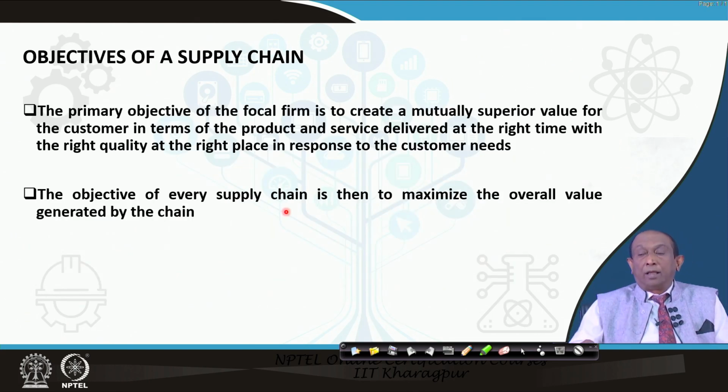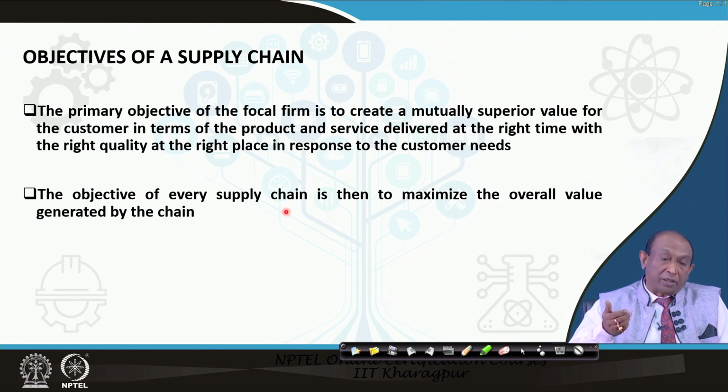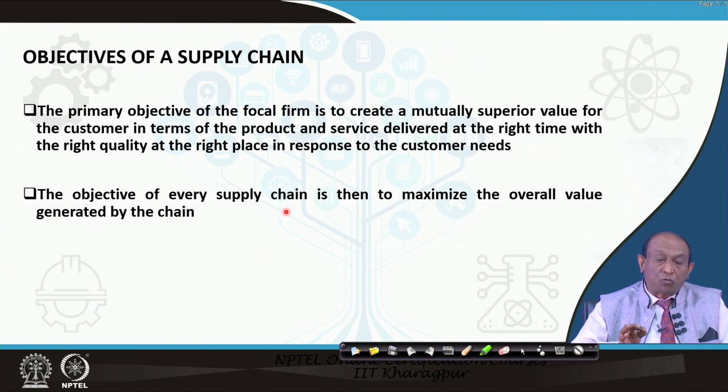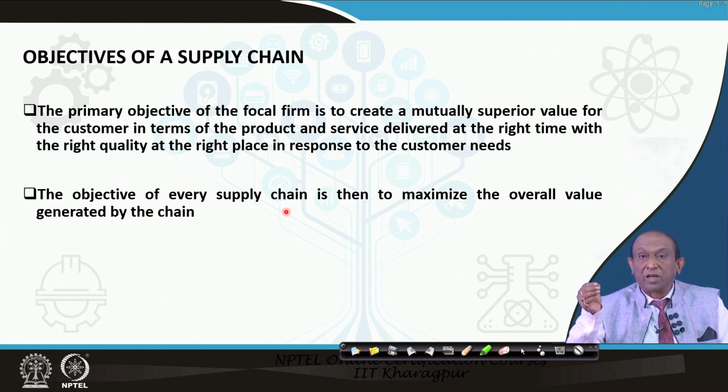Now, let us look at the objectives of a supply chain. What is the primary objective of a supply chain, or let us start with the primary objective of the focal firm. The primary objective of the focal firm is to create a mutually superior value for the customer in terms of the product and service delivered at the right time with the right quality at the right place in response to the customer needs.